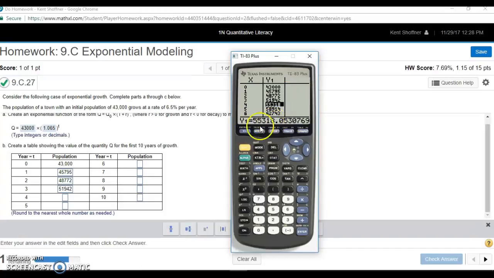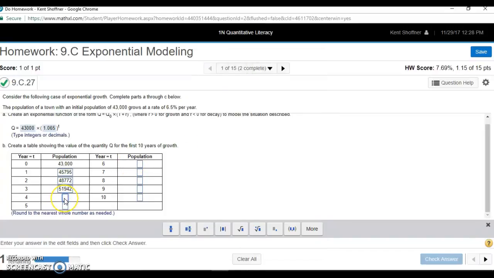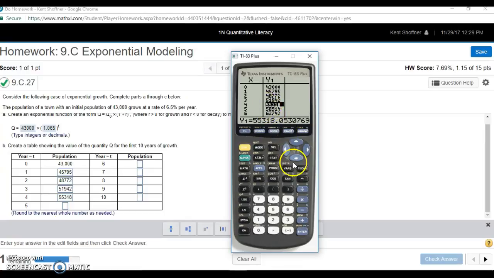55,318.0, so 55,318. Let's go over here, 55,318. Not 15, there we go. There's 18. Go back to the calculator again, year 5.